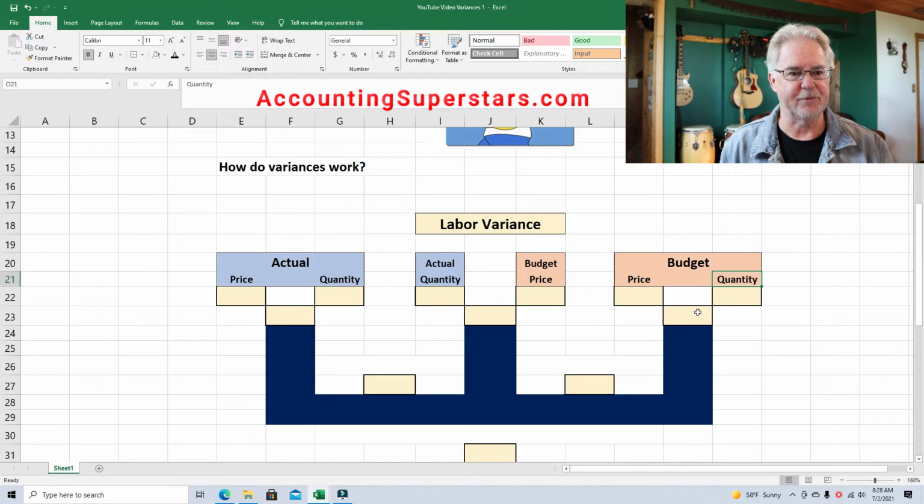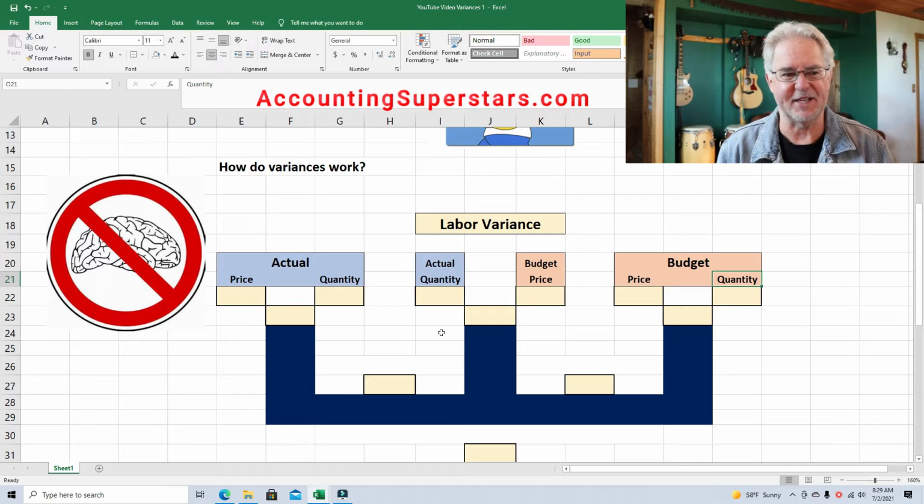P comes before Q. Now the last step to doing this is the inside comes in. In other words, the actual quantity comes inside. The budget price comes inside. So that's how you set it up. One more time, A comes before B, P comes before Q, and the inside comes in. I've got to tell you, once I realized this, I never had to study this again. In fact, it's been decades since I've studied this.